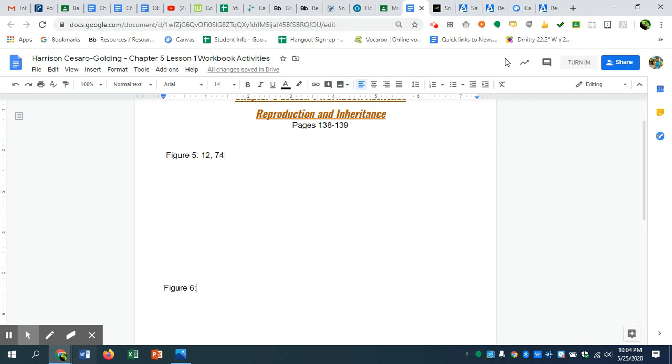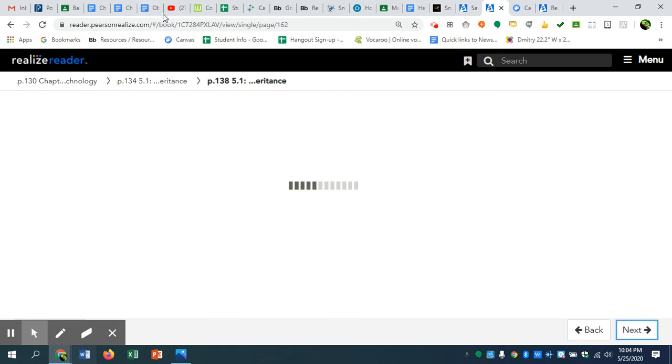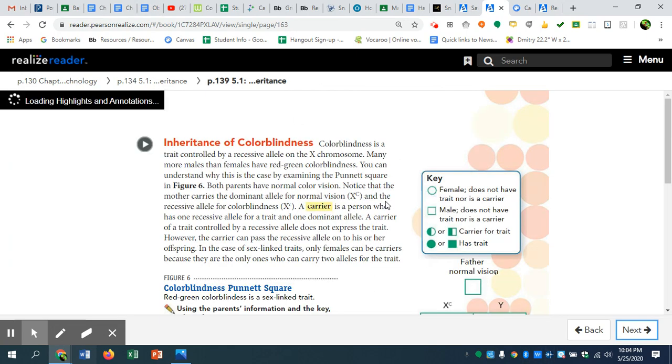Now we're going to move on to figure 6. Okay. Moving along as we load.